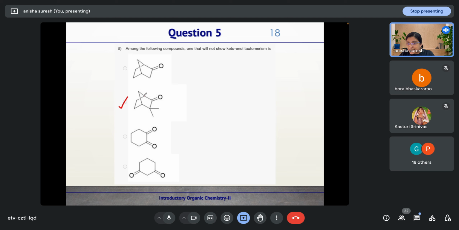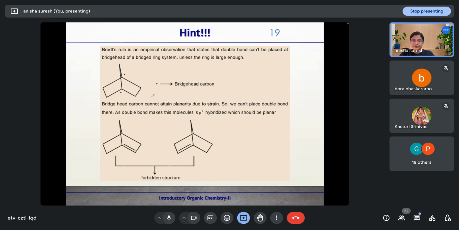Here one alpha hydrogen is present, right? But we can tell that even though there is an alpha hydrogen possible, the abstraction of this hydrogen will result in the formation of an alkene at the bridgehead position. So that is not favorable according to Bredt's rule. So this compound will not result in keto-enol tautomerism. Okay. So this is Bredt's rule.